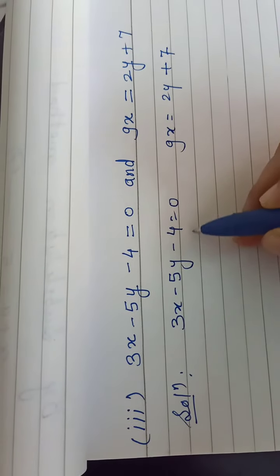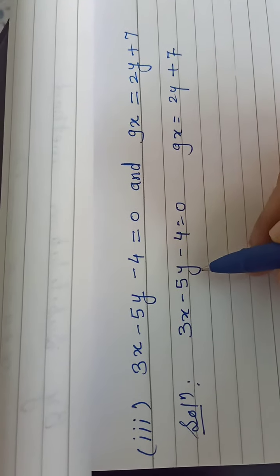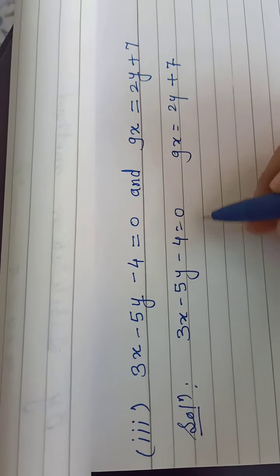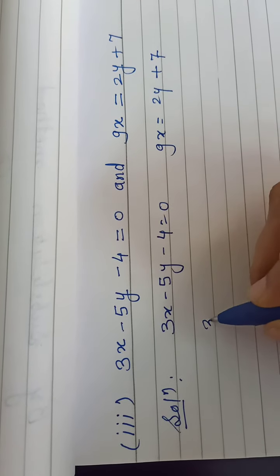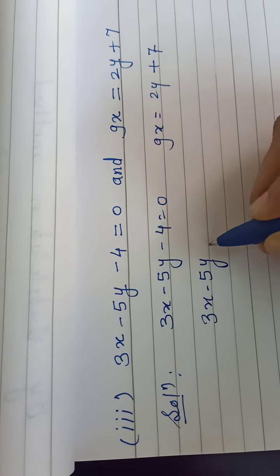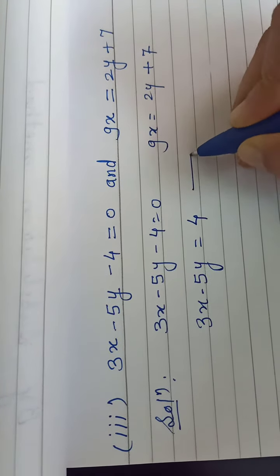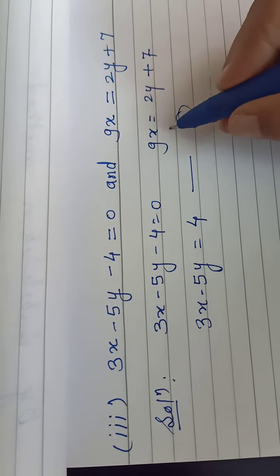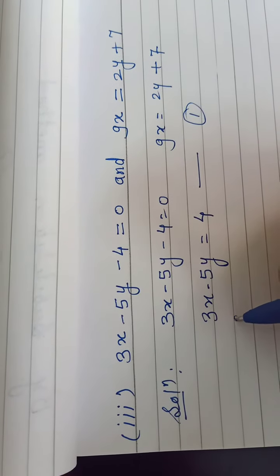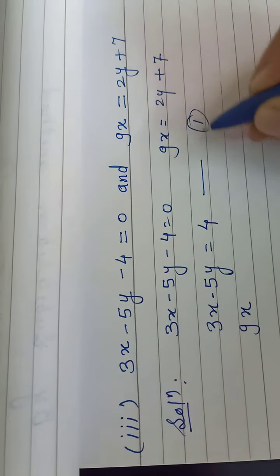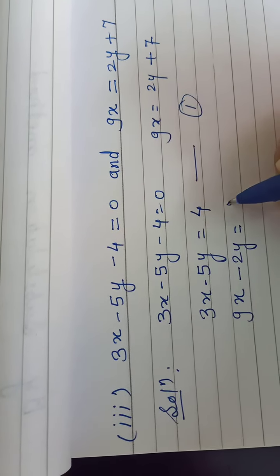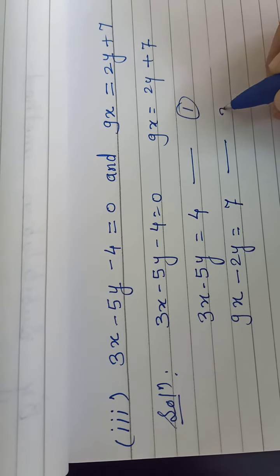But we will write these equations with x and y on the left hand side and the constant term on the right hand side, because we have to solve it. So we'll write this as 3x minus 5y, and we will shift this minus 4 to the right. It will become 4, and we will call it equation 1. Similarly, we will write the second also like that. So it will be 9x, then 2y we will take to this side, that is minus 2y equals 7, which will be there only. So it will be equation 2.